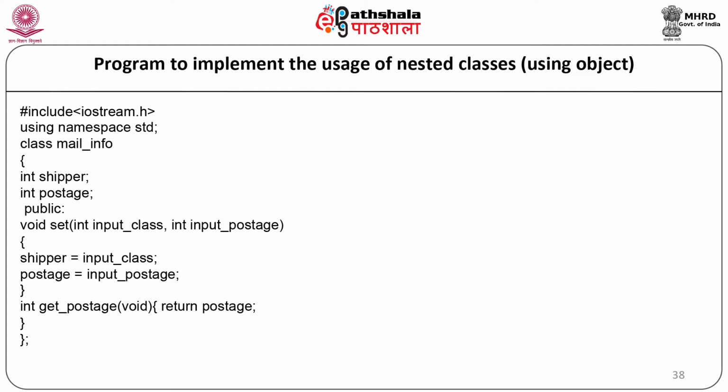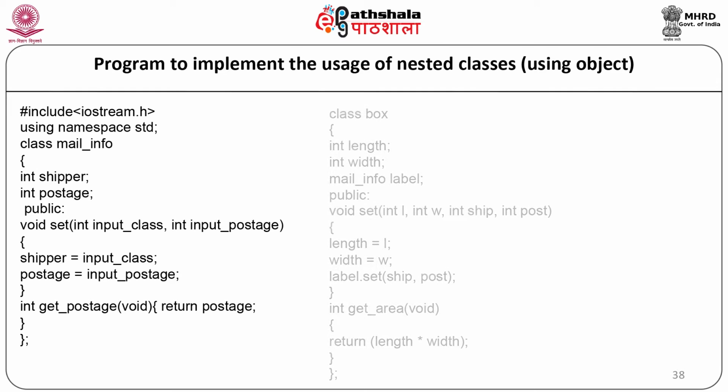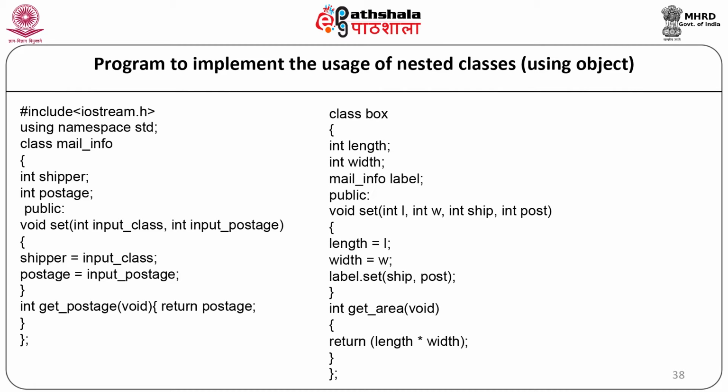Now we will define our next class, class Box. In the private section we will have integer length, integer width, and here we are going to declare the object of class MailInfo. So it will be declared as MailInfo label. As you can see here, 2 data members plus the object have been included inside the class Box. So this is basically nesting using the objects of another class.